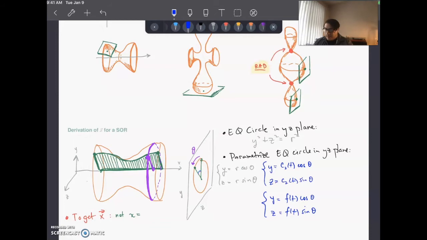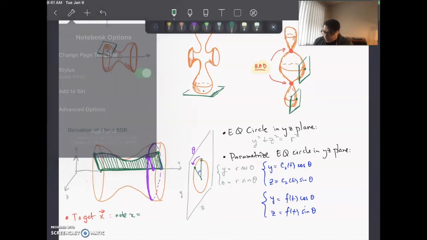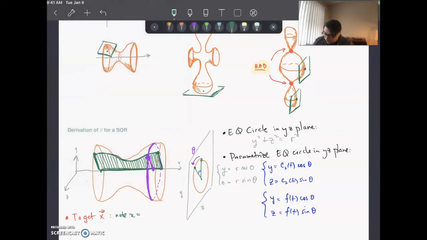What about x? X is the easiest motion to describe. We're just moving in this direction. So with that in mind, we want to write x, and I should say, note, x is equal to, well, I can have two choices here. We can either write it as C1 of t in the first form, or simply t. All right, well, that gives me my parametrization.